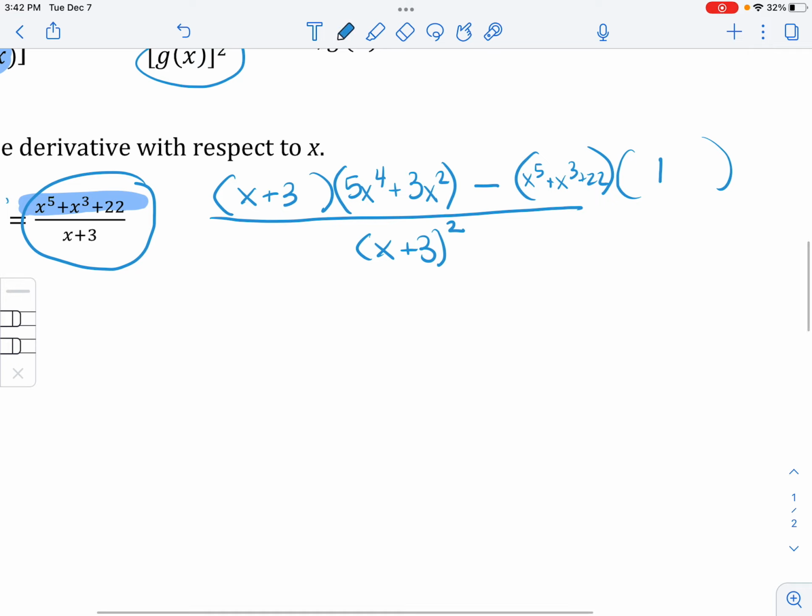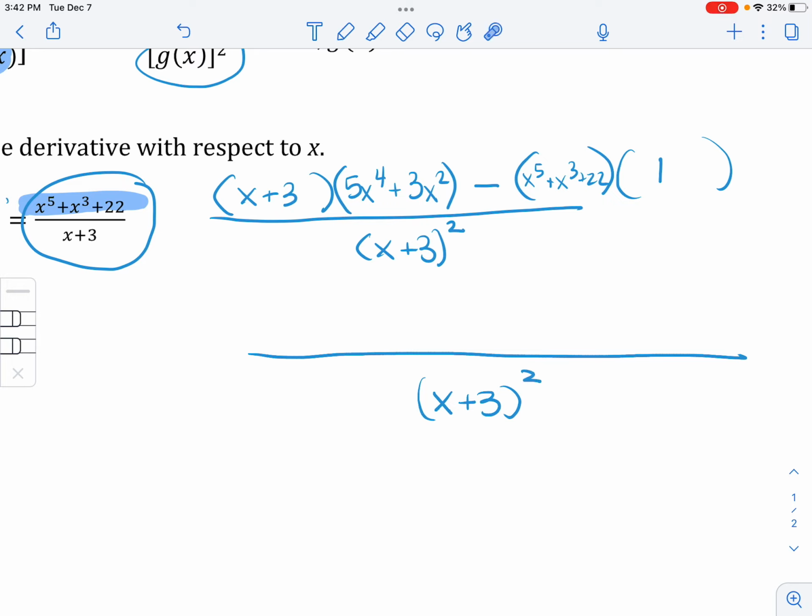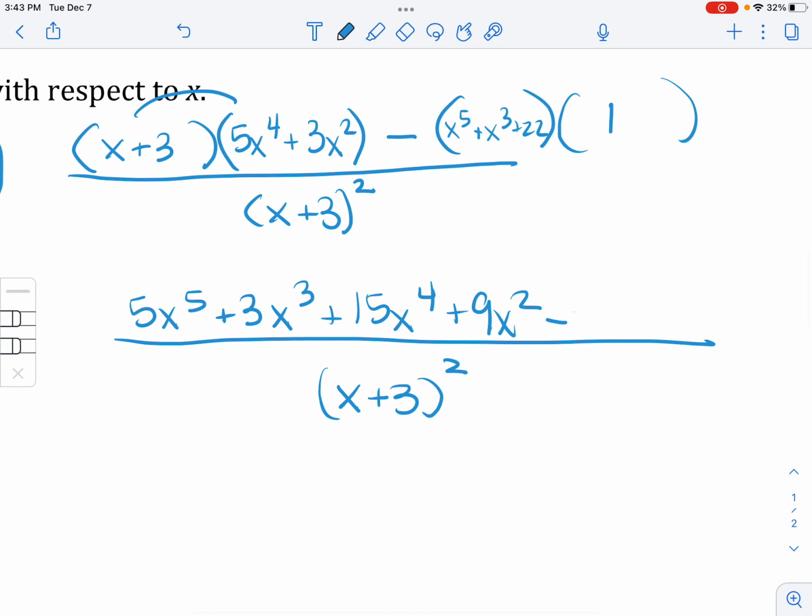So if I FOIL the top out, and I'm not going to FOIL the bottom part out, why bother? I'm just going to leave it like this. If I FOIL this out, which I don't have to, but I'm going to, 5x to the fourth becomes 5x to the fifth, then 3x cubed, then 15x to the fourth, then 9x squared. I just FOILed this out, giving me this. And then when you multiply this by 1, naturally these all stay the same, and I'm going to distribute that minus sign. So minus x to the fifth, minus x cubed, minus 22, right?